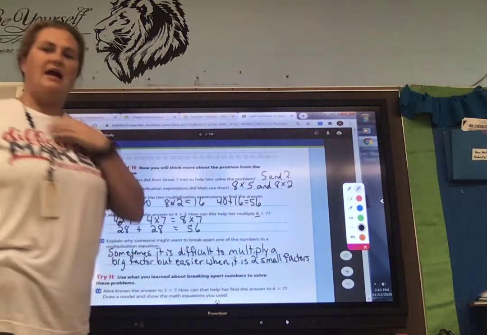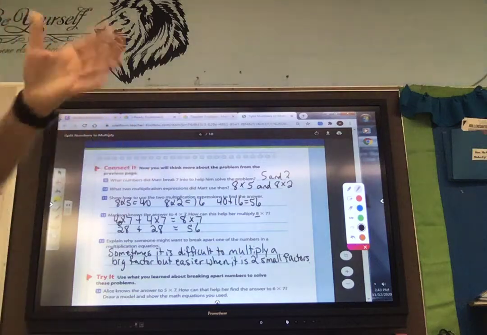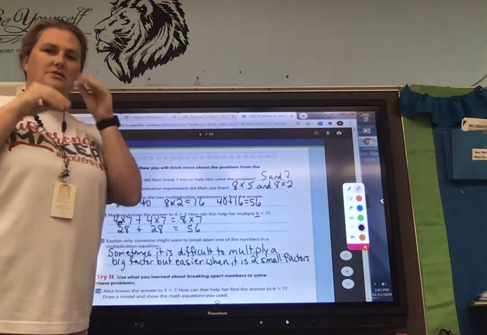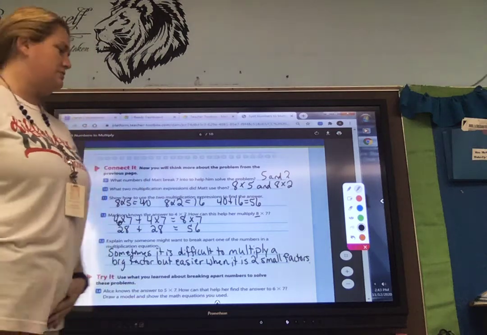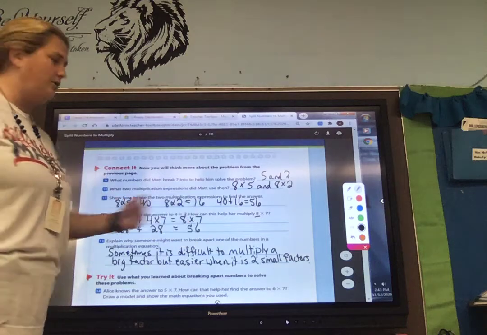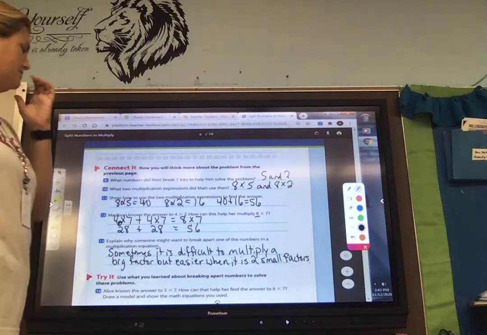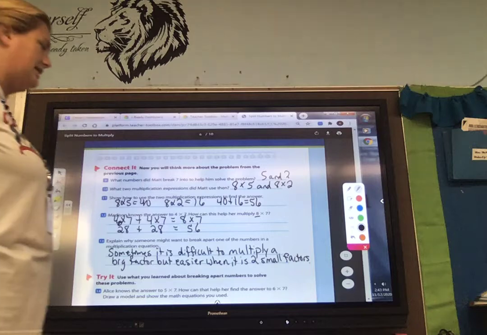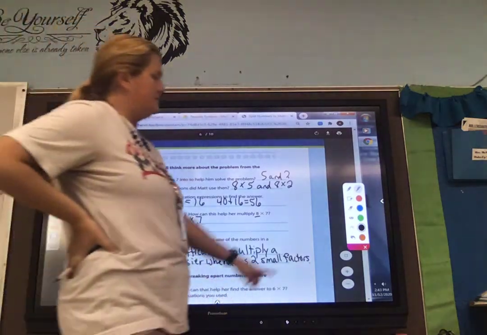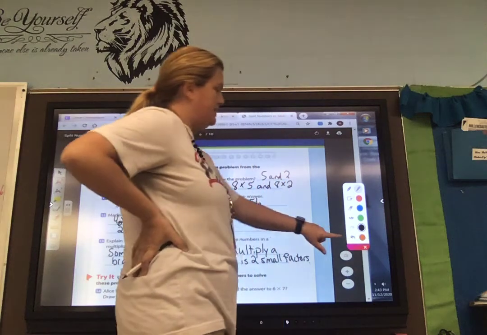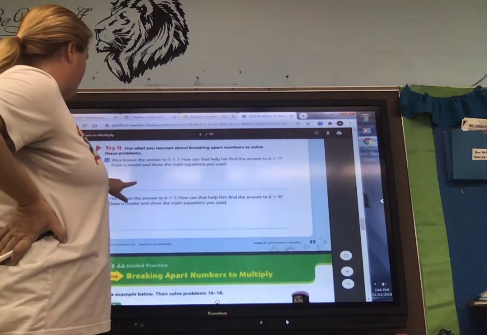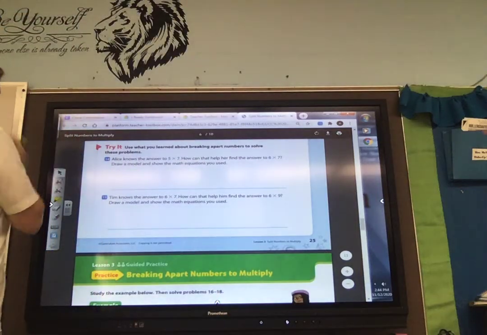Sometimes that big factor makes it harder for us to multiply, but those two small factors make it easier. It's those small bites. Remember that Subway sandwich, those two small bites? So sometimes it is difficult or hard, you could use the word hard there, to multiply a big factor, but easier when it's two small factors. Those smaller numbers a lot of times are easier for us to learn and quicker for us to remember, aren't they?